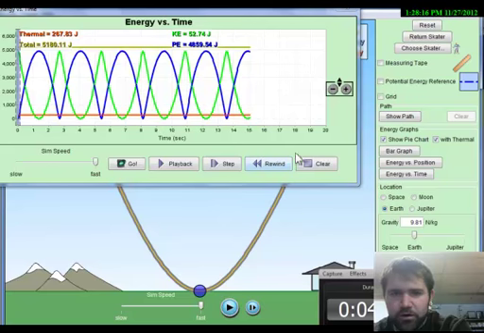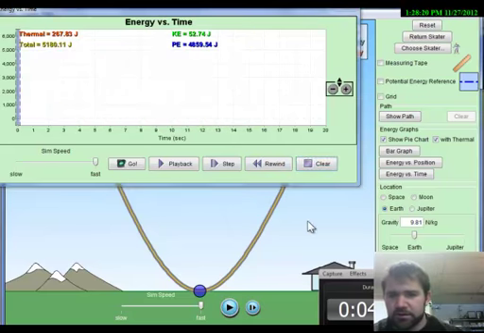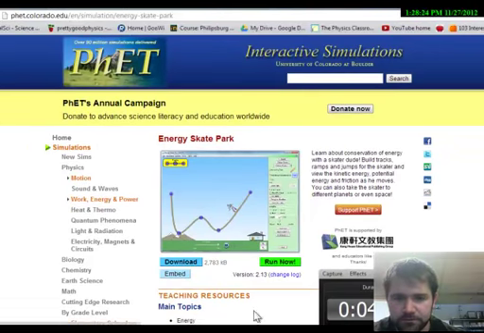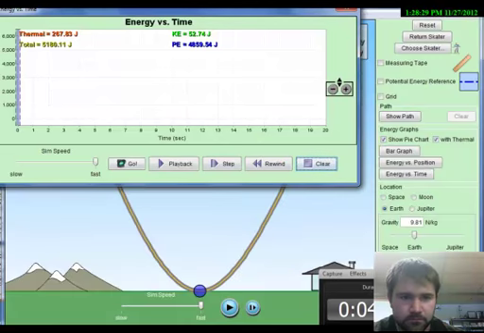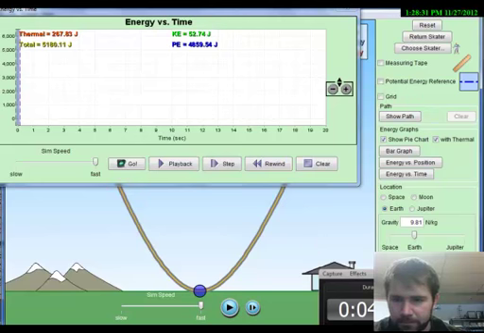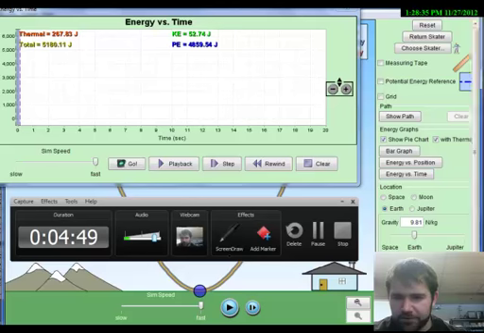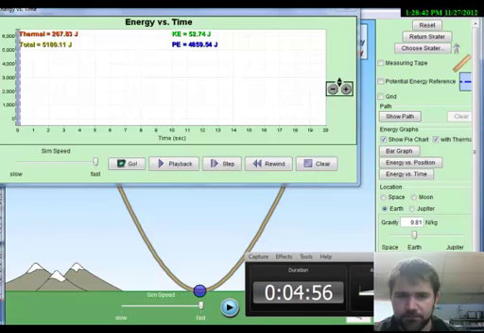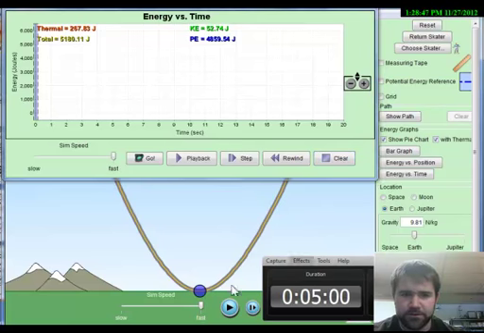Now, if this was a more real-world situation, what would this graph look like? Let's turn on the friction. So, track friction, I'm going to put it on a fairly small amount. Let's watch this simulation again.